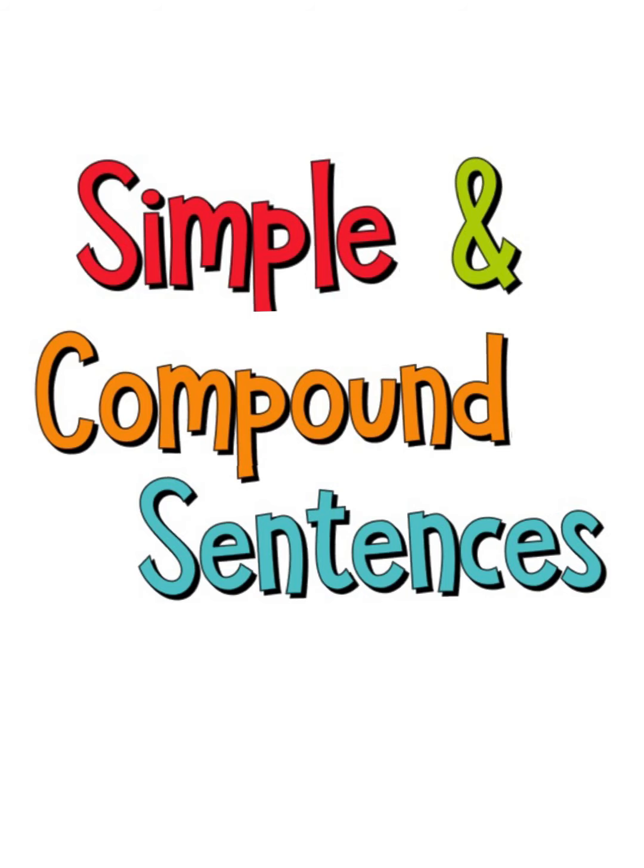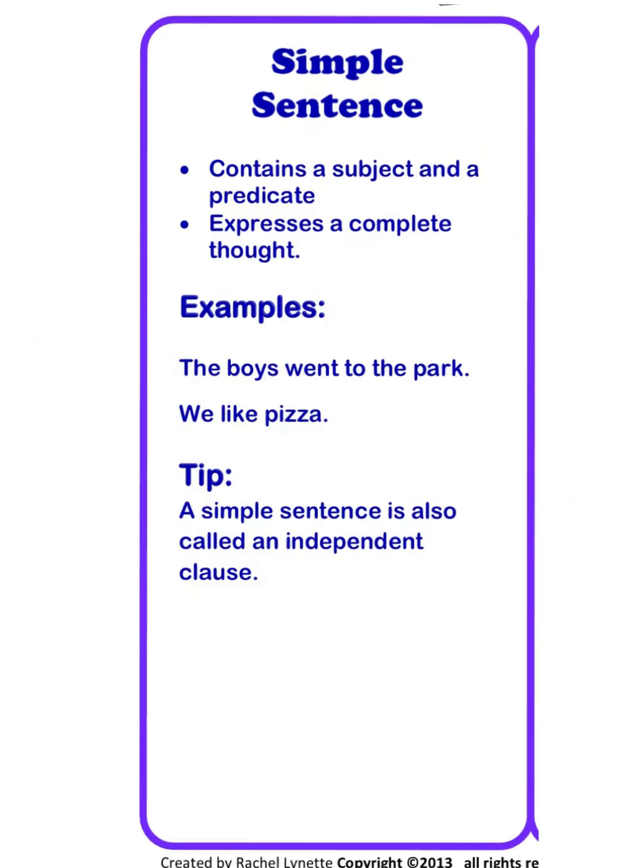Simple and compound sentences. A simple sentence contains a subject and a predicate, and it's just one subject and one predicate. And a simple sentence expresses a complete thought. It needs to have a noun and a verb in order to be a complete simple sentence.